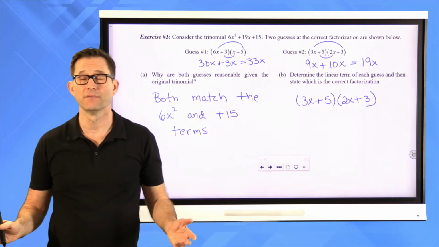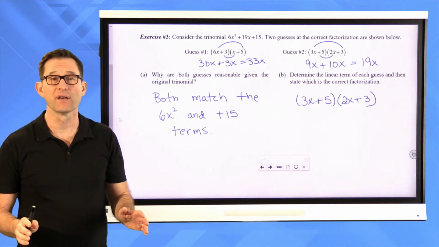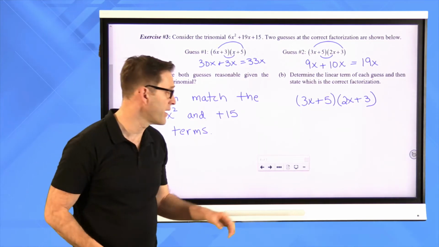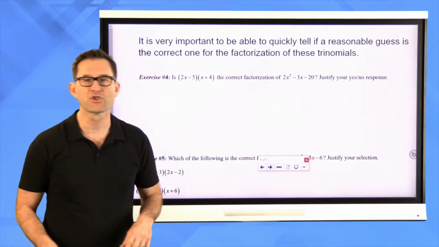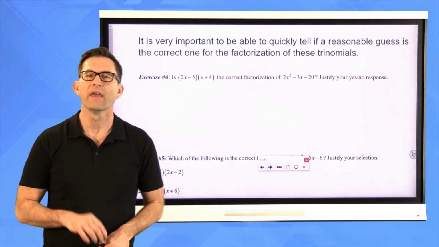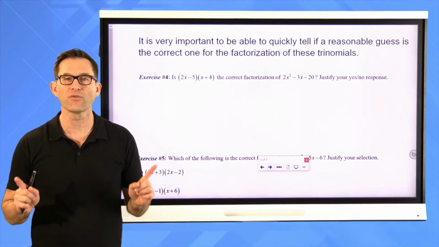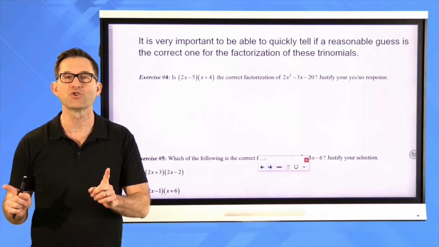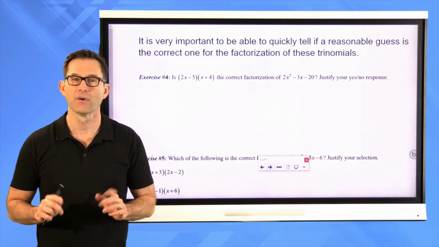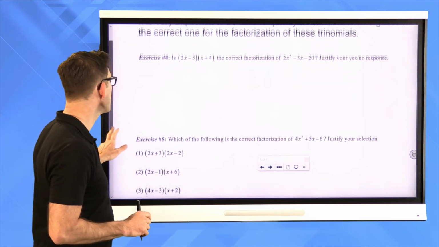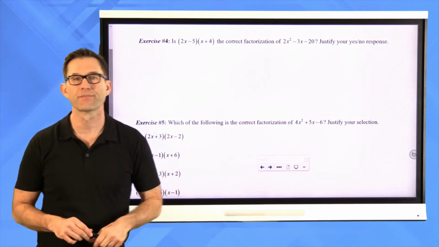And that's it. We're going to get practice on this and guessing and checking and all of that in a moment. But let's just make sure that you understand this. It is very important to be able to quickly tell if a reasonable guess is the correct one for the factorization of these trinomials. So let's take a look at exercise number 4.